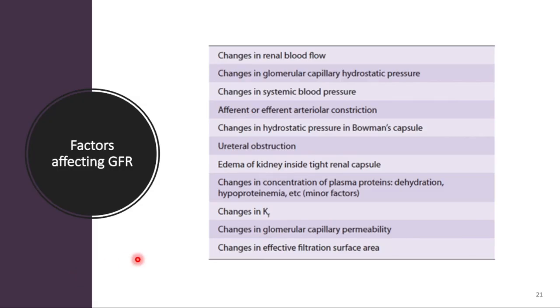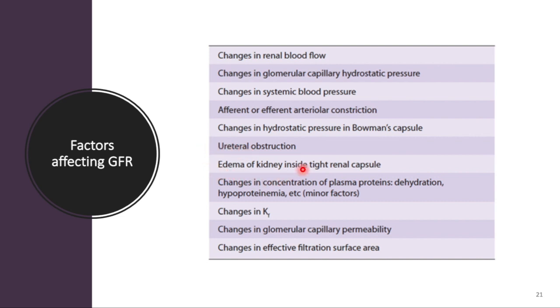Apart from constriction and dilation of the arteriole, there are other factors that may affect GFR, such as changes in renal blood flow, changes in systemic blood pressure, and ureteral obstruction. In the case of ureteral obstruction, for example, the presence of a ureteral stone, the stone will cause urine to not flow through the ureter to the bladder. This will cause urine to stay in the kidney. That will cause the Bowman's capsule hydrostatic pressure to increase. The increase in Bowman's capsule hydrostatic pressure will cause a decrease in GFR.